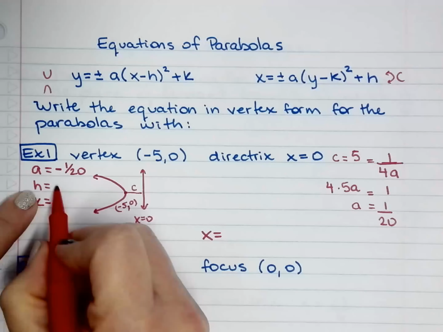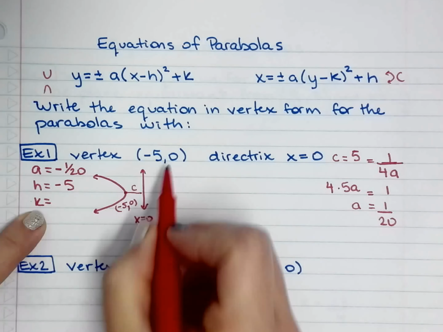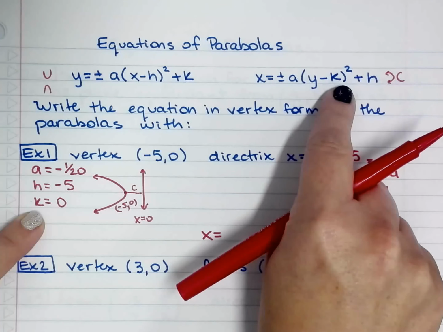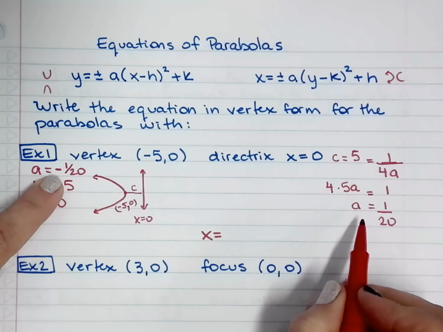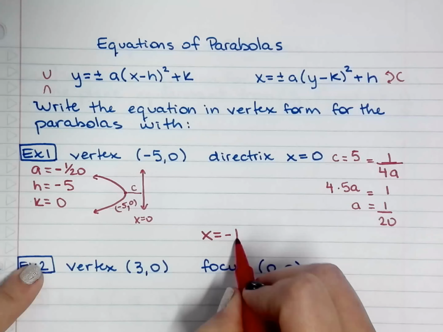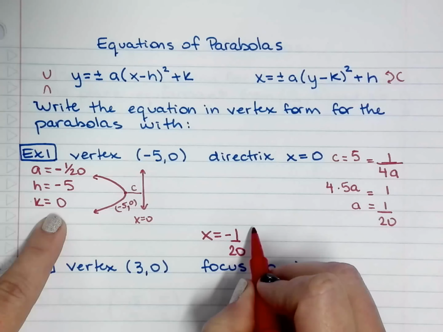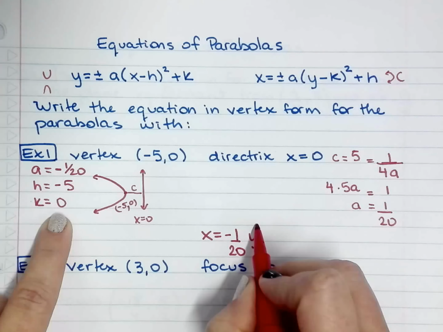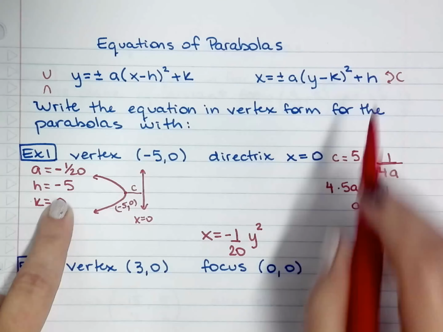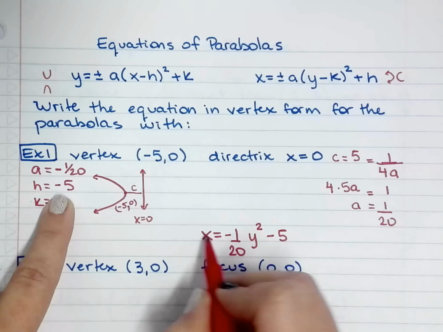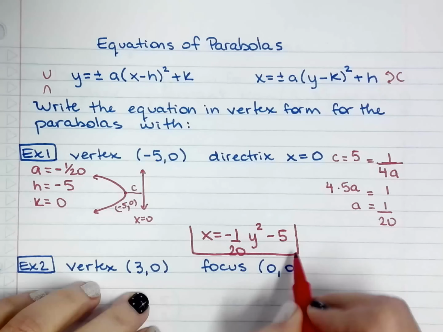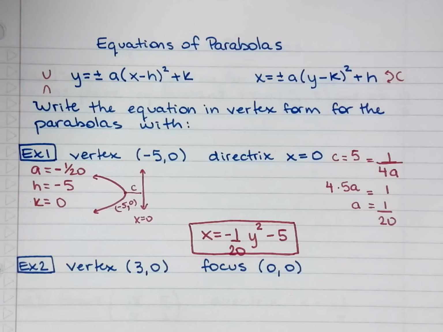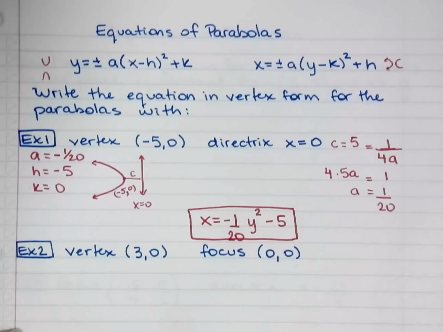H is the x from the vertex, so -5. K is the y from the vertex, 0 right there. I'm going to follow this formula. So A, we already decided was negative, so -1/20. And then y minus k is 0, so just y squared, plus h, which is -5. Gonna be a lot more thinking than doing.